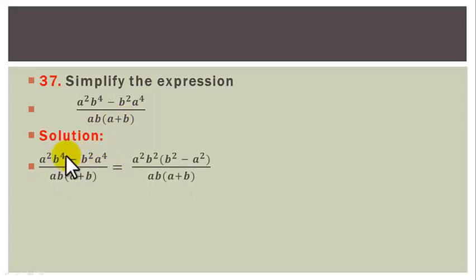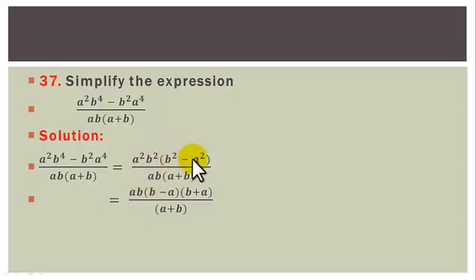In the numerator, the common factor is a squared b squared. So when a squared b squared is factored out, we are left with b squared here, and we are left with a squared here. So that will give us a squared b squared into b squared minus a squared, divided by ab times a plus b. And this is equal to, the ab will cancel a squared b squared to give us ab. That's a will cancel a squared to give us a, b will cancel b squared to give us b.